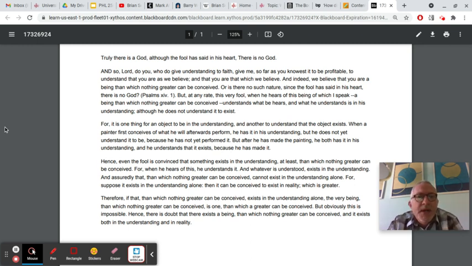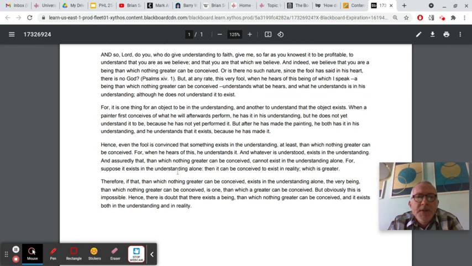So he continues there in the next paragraph, "Hence even the fool is convinced that something exists in the understanding, at least, than which nothing greater can be conceived." Again, reiterating that first premise of the argument. "For when he hears of this, he understands it, and whatever is understood exists in the understanding." That is, if we understand the very idea of a being greater than which nothing can be conceived, then it must exist as an idea, as a conception, in our understanding.